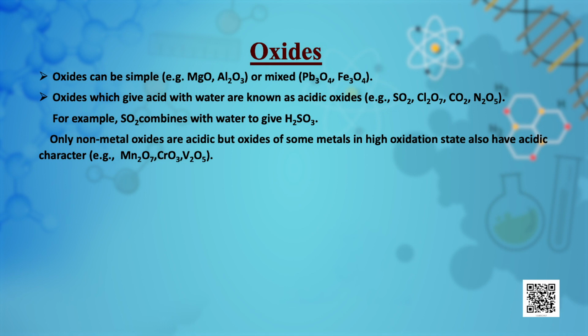For example, sulfur dioxide combines with water to give sulfurous acid. In general, only non-metal oxides are acidic, but oxides of some metals in high oxidation state also have acidic character. For example, oxides of manganese, chromium oxide.